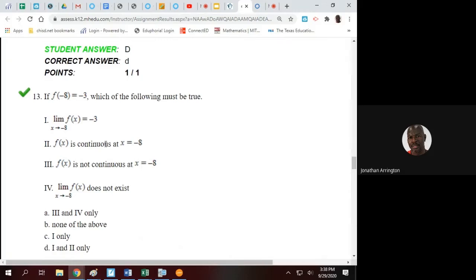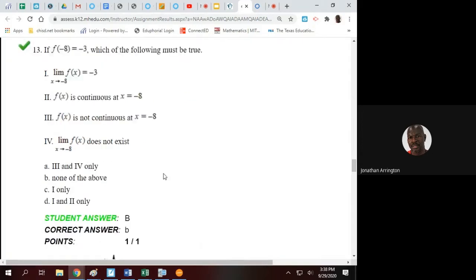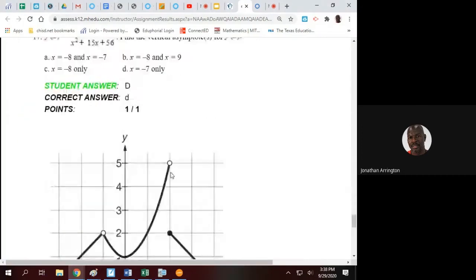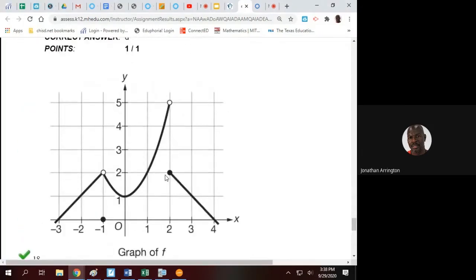if it's unclear. So first, let me investigate the value of the function at the point in relationship to the limit either being the same thing or the limit not existing. Let's see if that is something that must be true. So I'll look at this graph here.